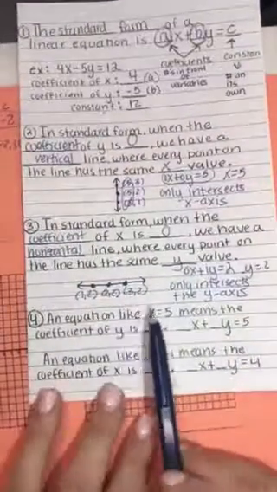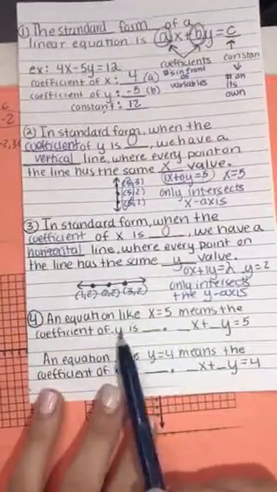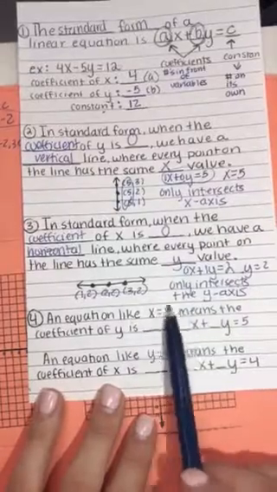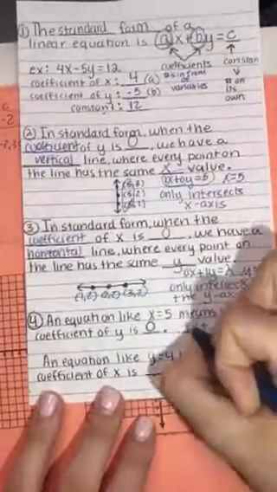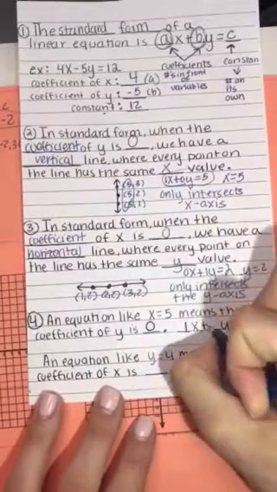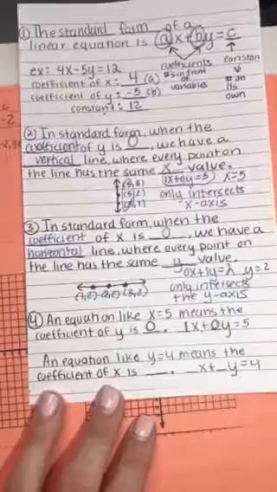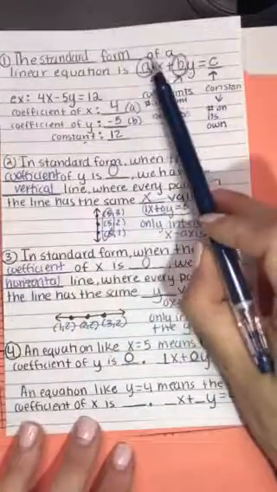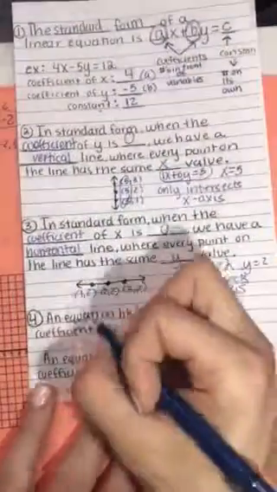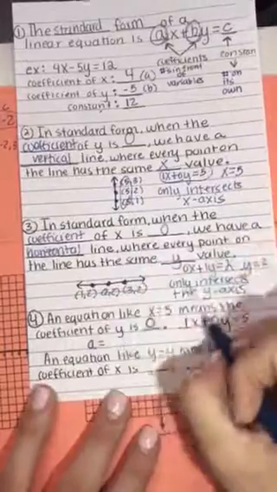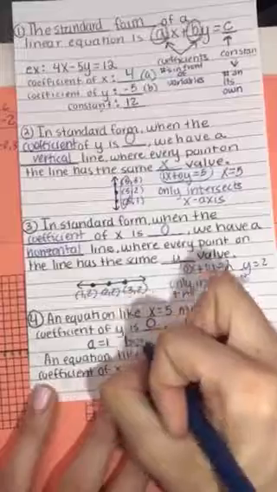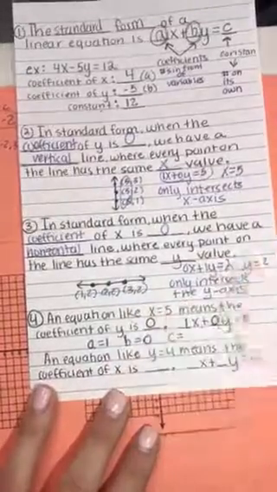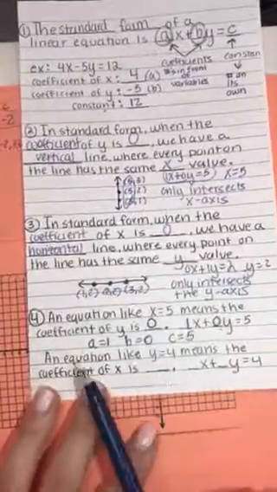Okay, so the last bit of your notes. An equation like x equals 5 means the coefficient of y is, if y is not there, what number was it multiplied by? 0. So what you really had was 1x plus 0y equals 5. So we're going to talk about our a, b, and c values. That means my a value was 1, my b value was 0, and my c value was 5.